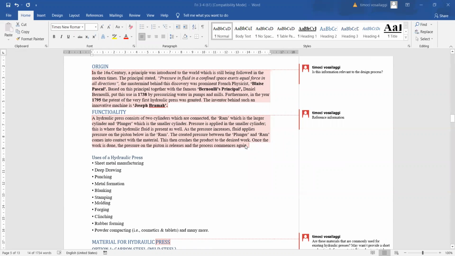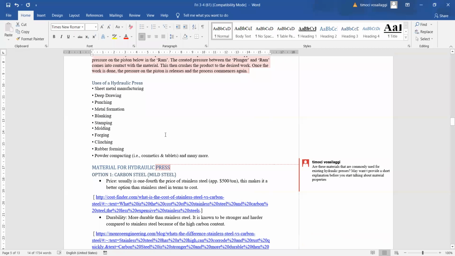Okay, functionality. This is a very good paragraph, very informative. Make sure that you reference all of your information that you take from another source, okay? So I know certain bits in here that you used your research to then write. Make sure that you reference it. Uses of hydraulic press. This is very good.